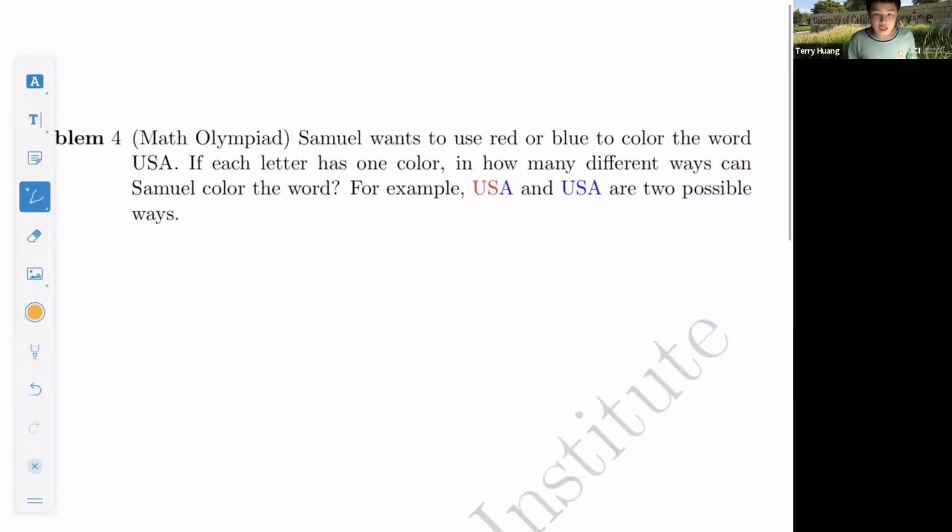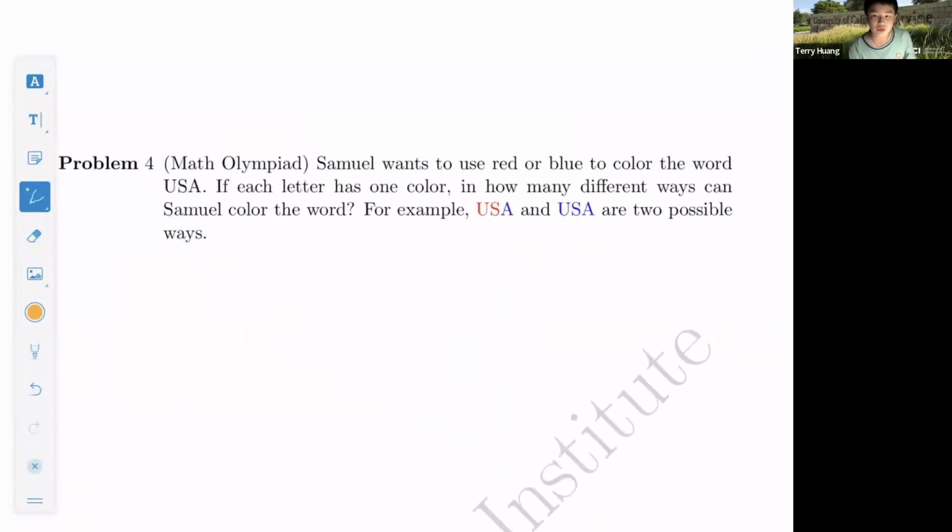Problem number 4, Samuel wants to use red or blue to color the word USA. If each letter has one color, in how many different ways can Samuel color the word? For example, USA and USA are 2 possible ways.